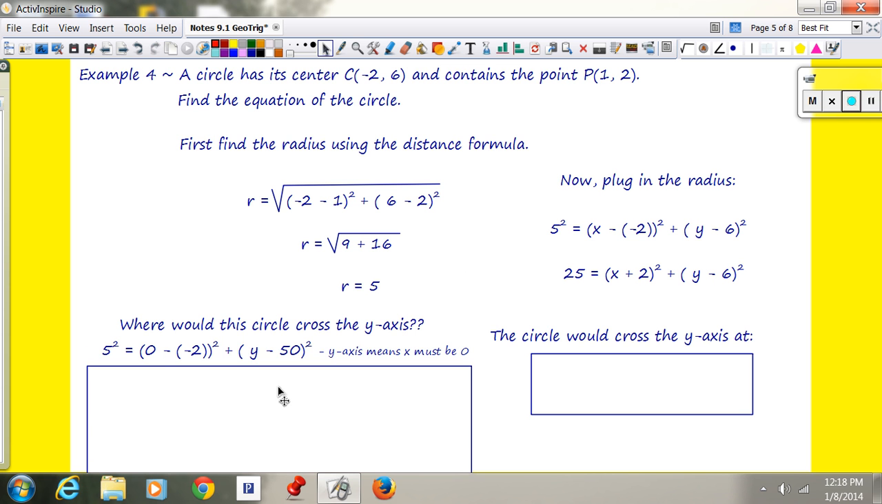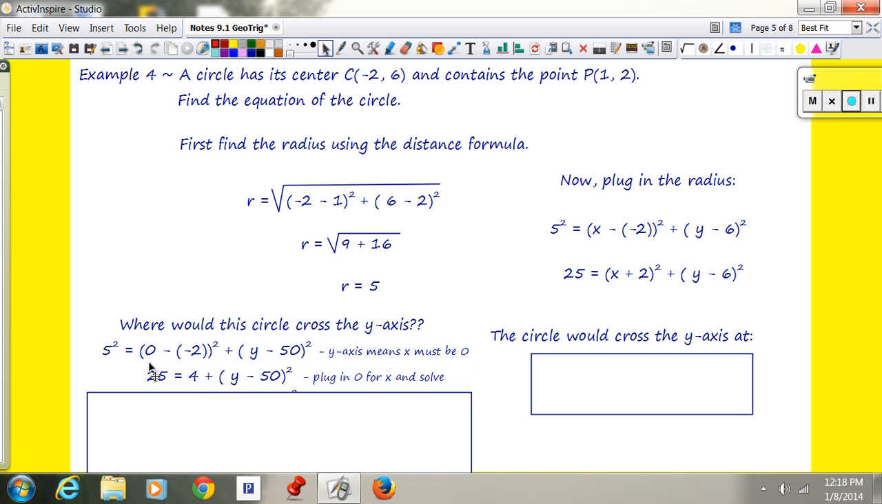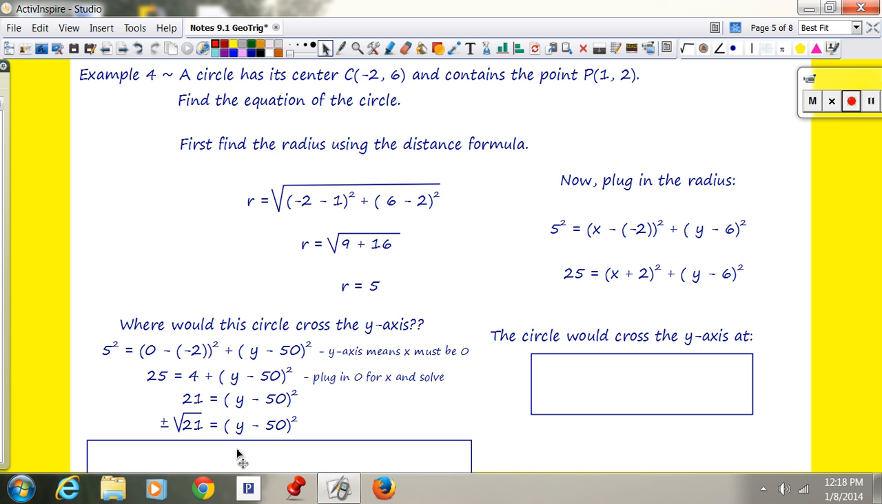Well, let's see. We would plug in a 0 for x because the y-axis means that x had to have been 0. So we're going to just plug in a 0, take the equation that we had right here, plug in a 0 for x and simplify it. It's going to be 4 squared. You're going to get 20. You're going to subtract 4 on both sides and get 21. Then you're going to square root both sides and you're going to get plus or minus radical 21.